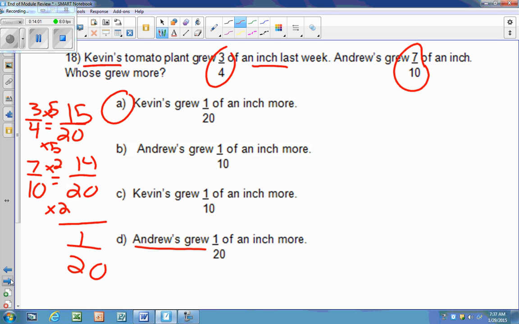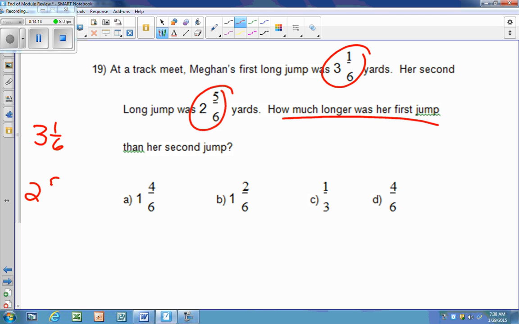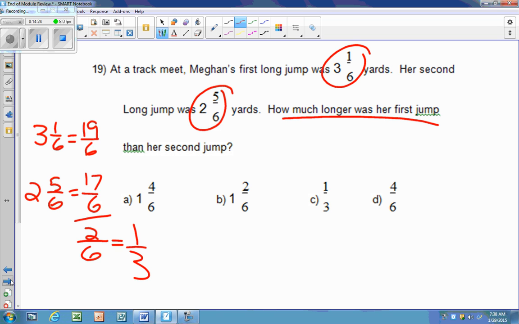Next, at a track meet, Megan's first long jump was 3 1/6 yards. Her second long jump was 2 5/6 yards. How much longer was her first jump? So we have 3 1/6 and 2 5/6, and we're going to change them into improper fractions just like we've been doing. And when we subtract these two, we end up with 2/6, which we can't leave that way. We have to simplify, which becomes 1/3.